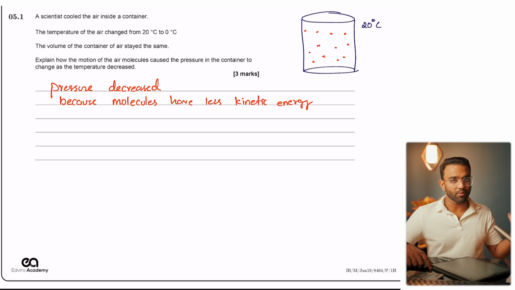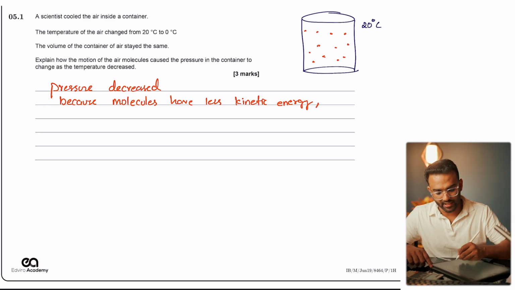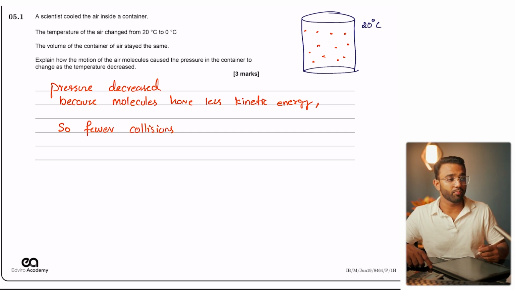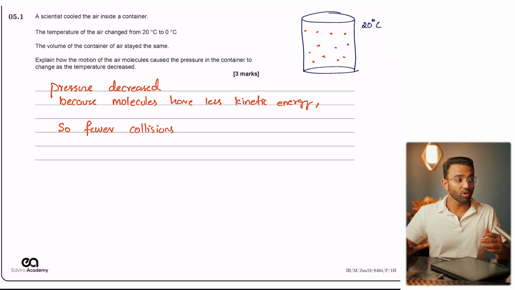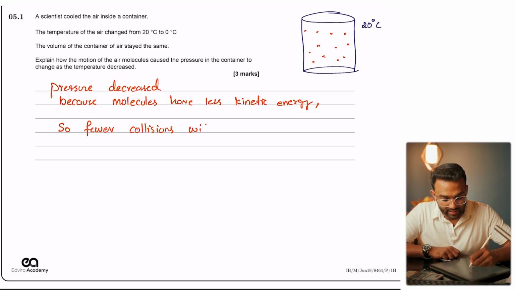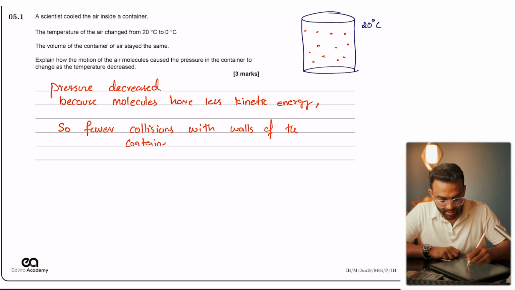And how does the pressure decrease? Because of that, fewer collisions. The word collision is quite important. With what? With the walls. Less force and fewer collisions with the walls of the container.